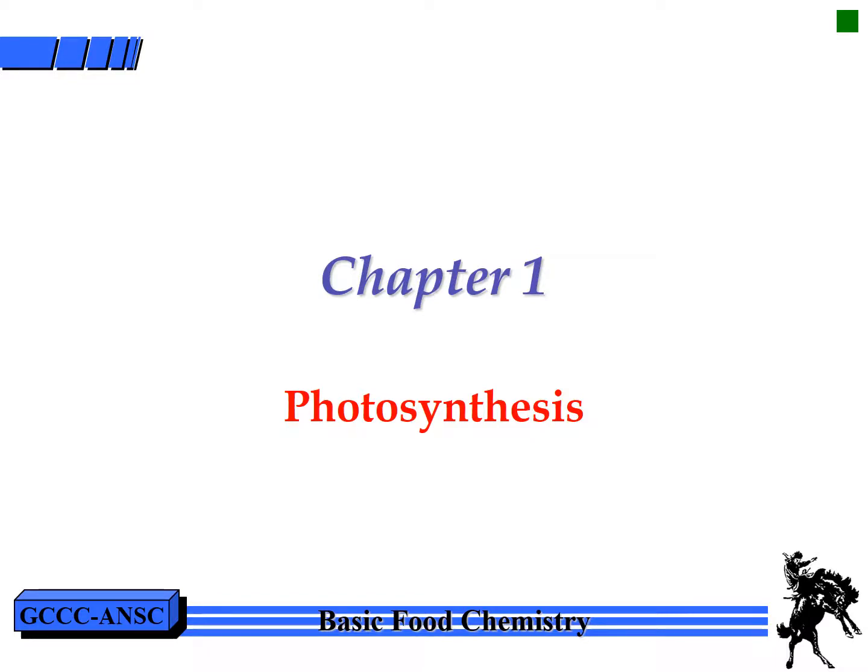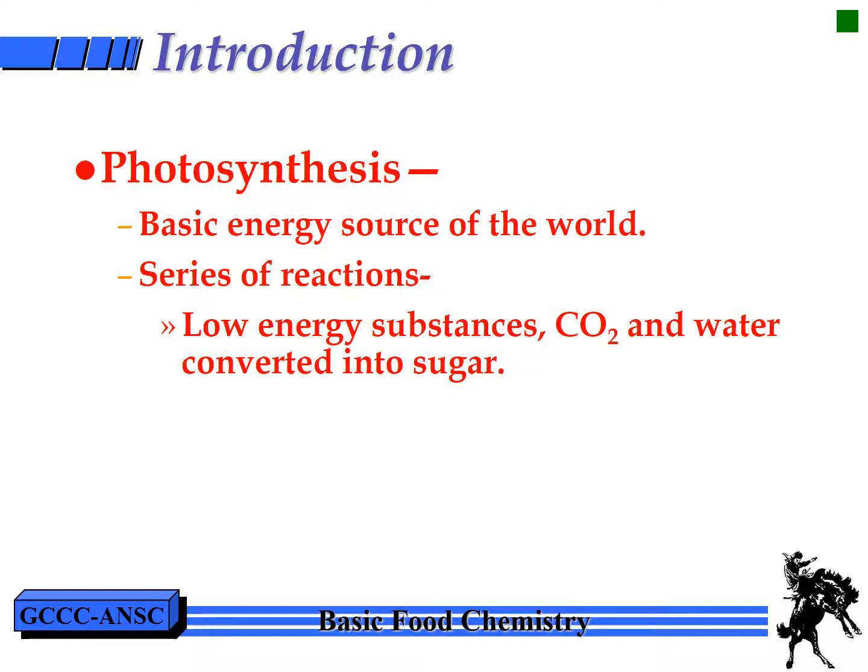To start out, we have to look at where a lot of food, not only for humans but also for animals, comes from, and that's from plants. So we have to understand the concept of photosynthesis. What is photosynthesis? It's basically the energy source of the world. Every plant, for the most part, uses it to produce its own food using certain elements available to them. It's a series of reactions that takes very low energy substances, like carbon dioxide and water, and converts them into sugar.